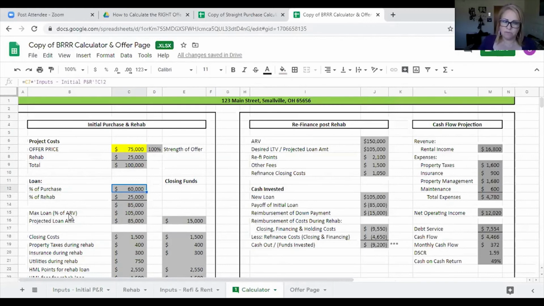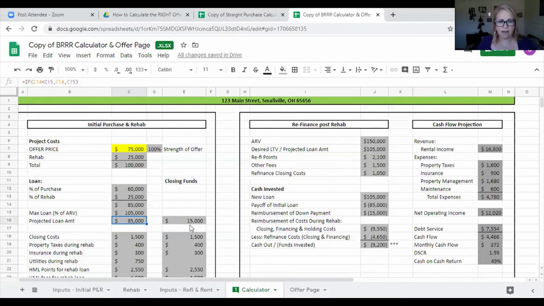This max loan, remember on the first page when I said some lenders will have a maximum of ARV. They just want to make sure, if we said the ARV was 150,000, that the loan amount, this 85,000, is not higher than the 70%. It doesn't really impact the rest of these numbers, but I do want to explain it to you so you at least know about it. So our projected loan amount is $85,000.